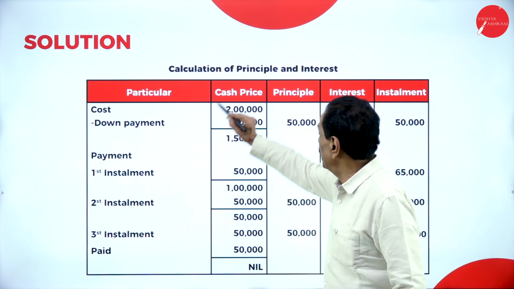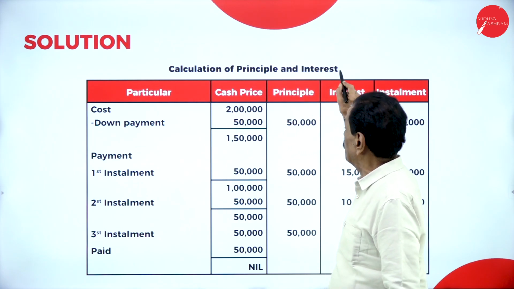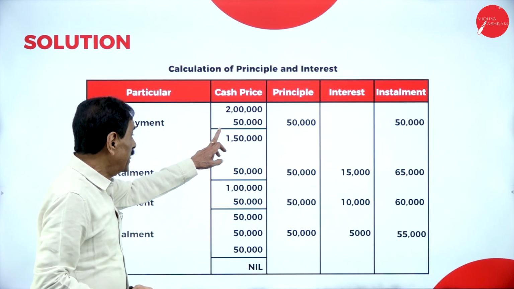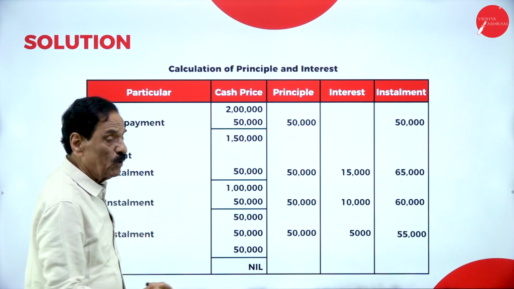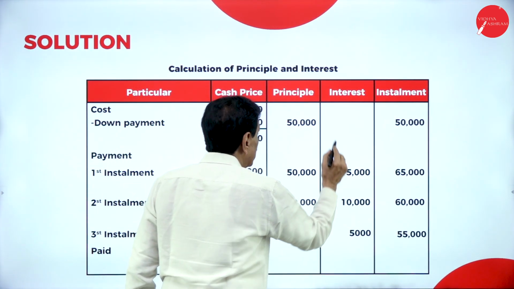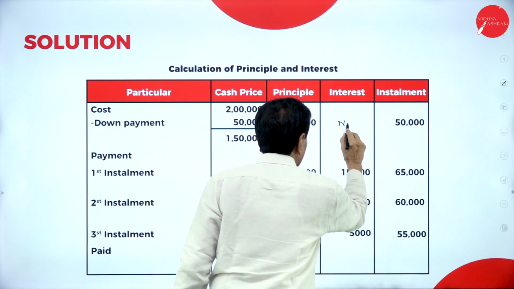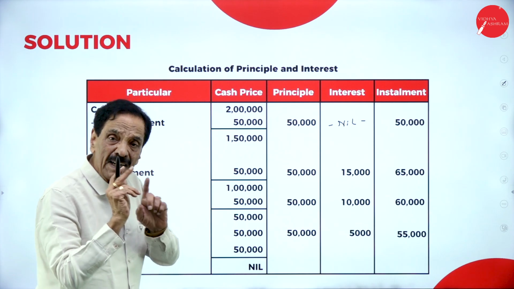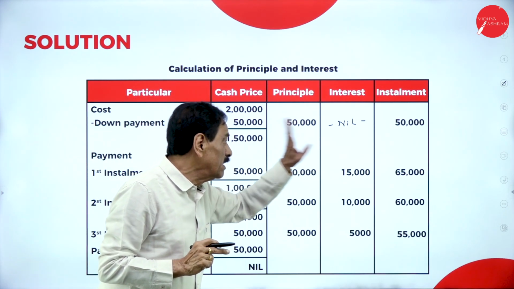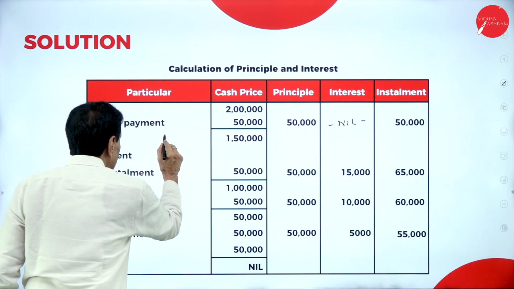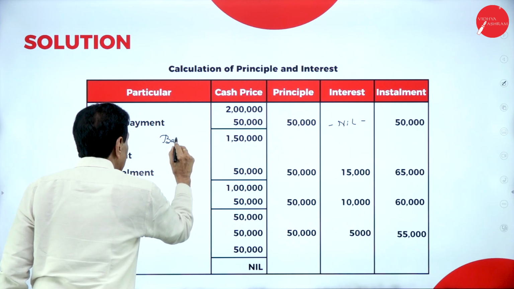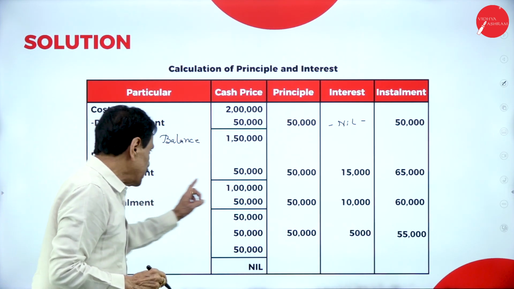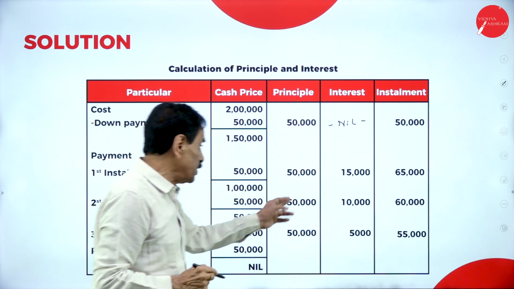So you have to prepare a table, calculation of principal and interest. The cost price of the machinery is 2 lakh. He paid the down payment of 50,000, which does not include the interest. Interest is nil. So there is no question of interest at all. It is a down payment of 50,000. So what's the balance now? 1,50,000. First installment he pays the 50,000.